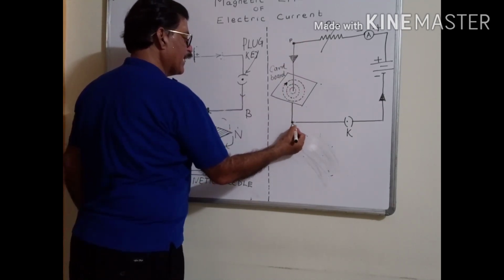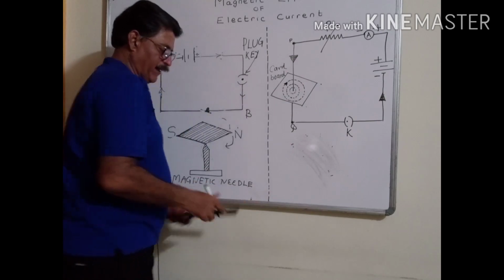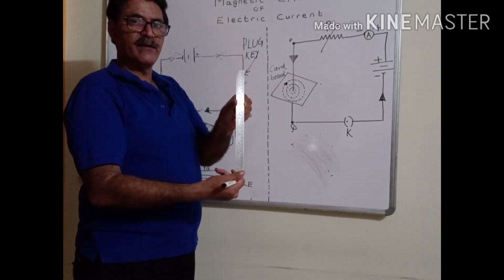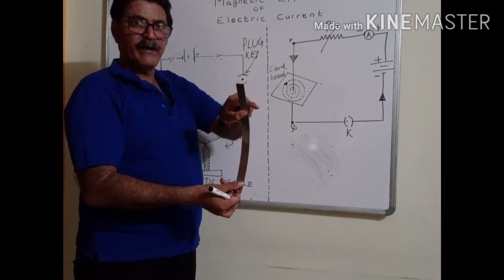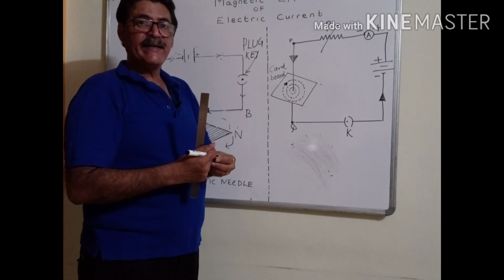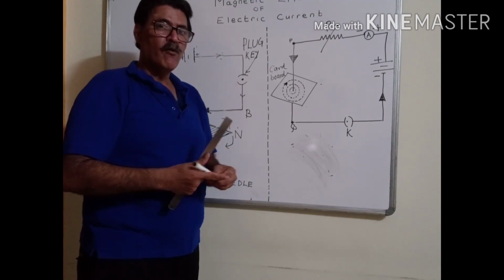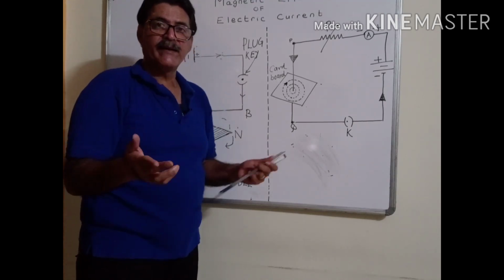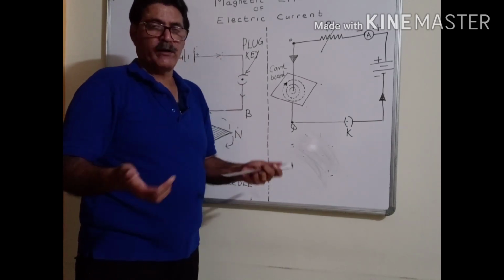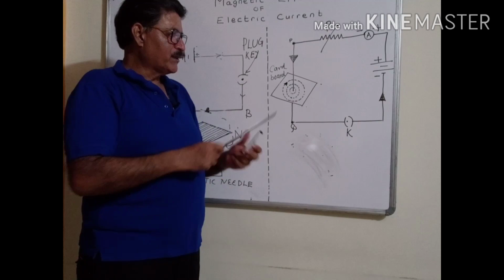So this is a current carrying straight conductor, straight wire, like this ruler. It's a straight conductor, not curved, nothing. So we are going to study the magnetic lines of force. What will be the pattern of the magnetic lines of force, whether they will be closed curves or what, that we are going to study. So this is an experiment.